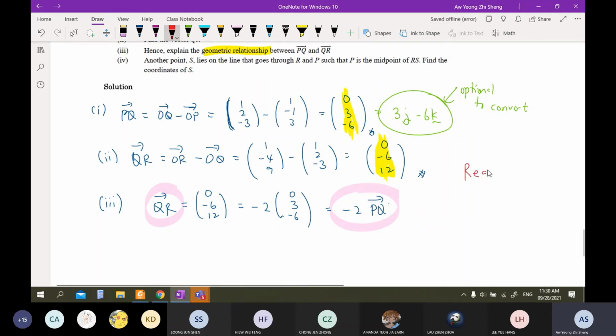So recall that if A is equal to KB for some scalar K, then A is parallel to B. Right, so here we indeed have a vector equal to a number times another vector. That means these two vectors must be parallel. So what they expect you to say is PQ and QR are parallel. Okay, and that's it.